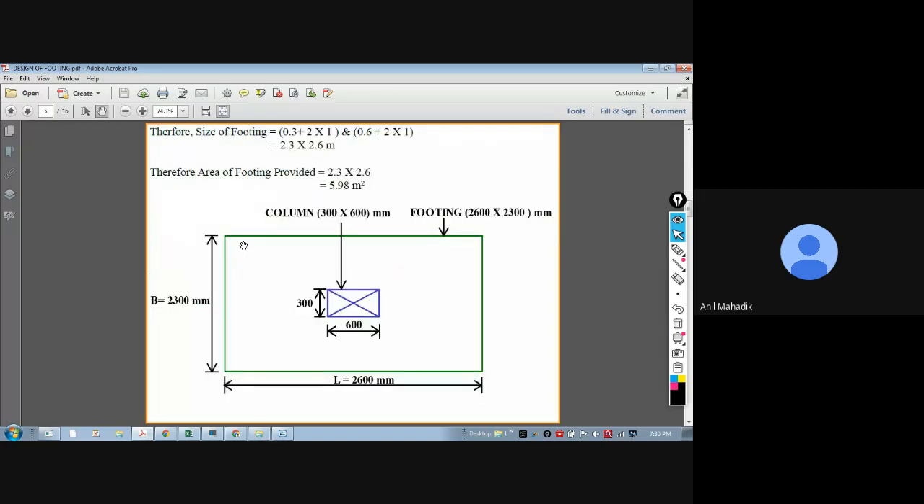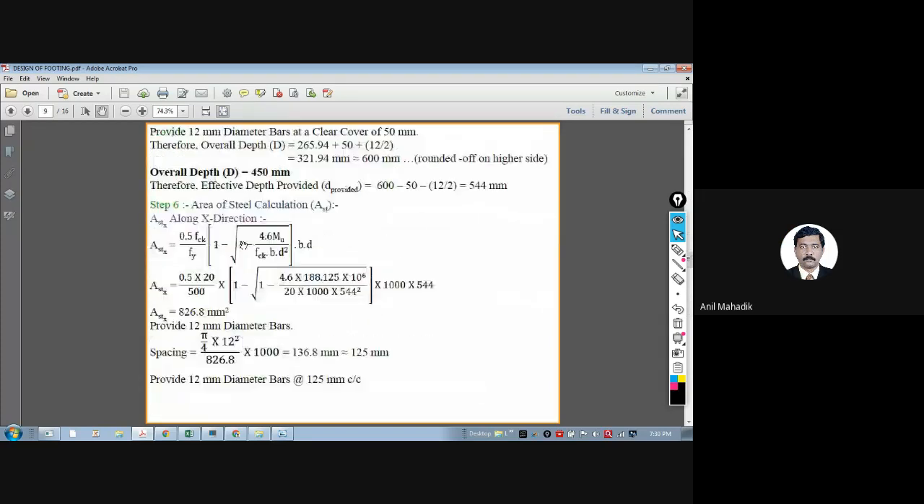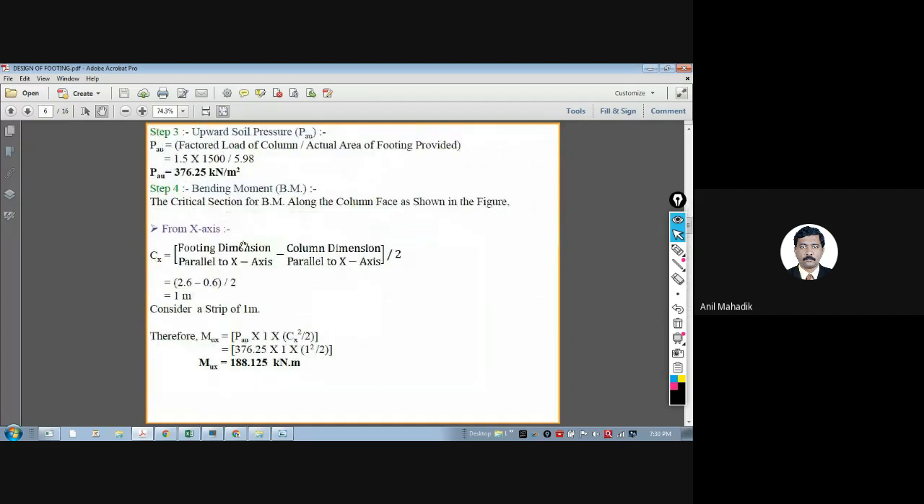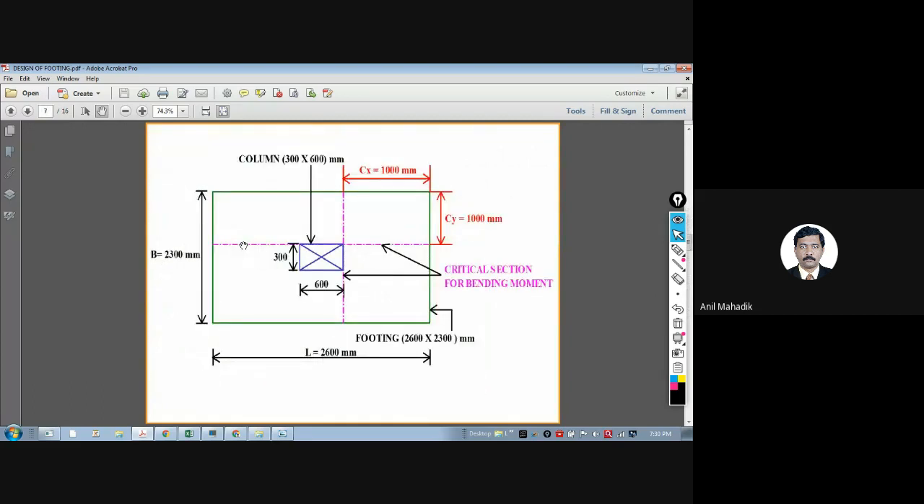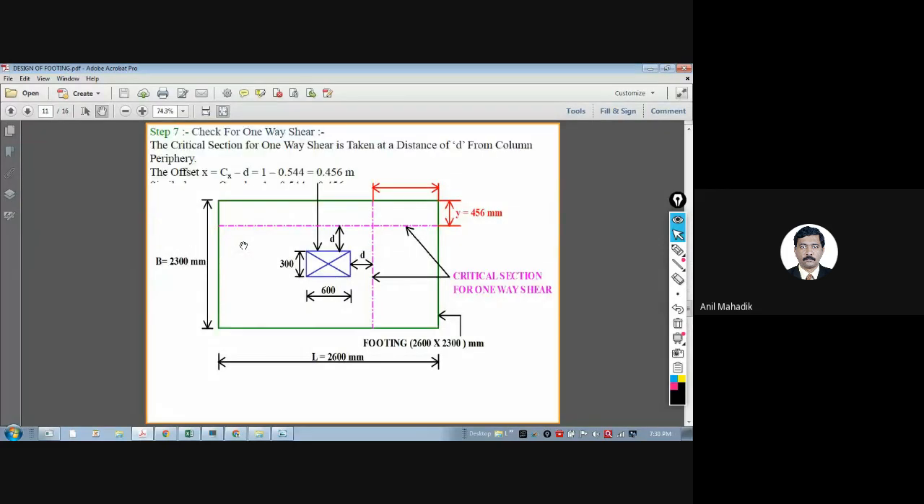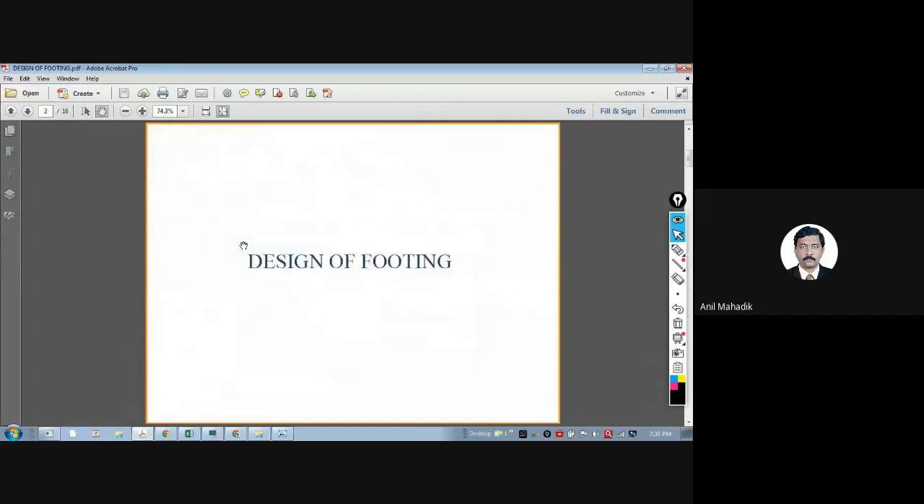Manual process, I just want to discuss with you, so that we will share these PDFs and PPTs with you, so that you can refer to the manual procedure of design of any footing, so that the concepts will be clear in this. Okay.